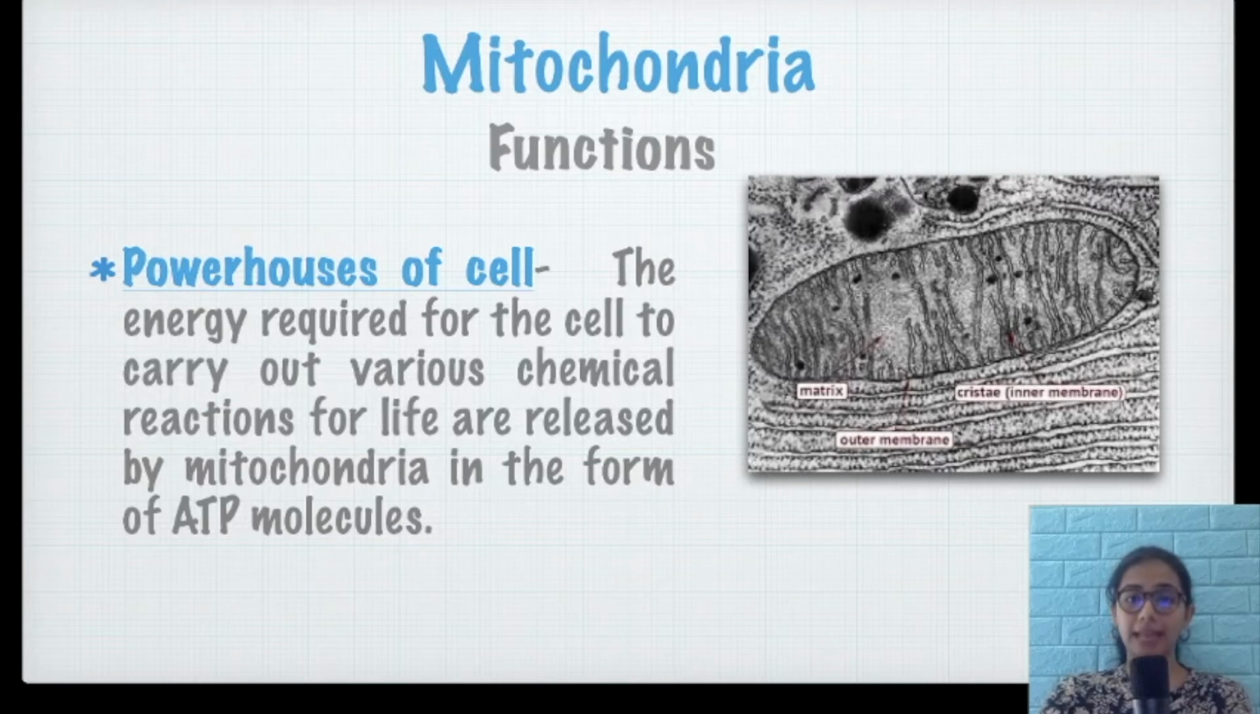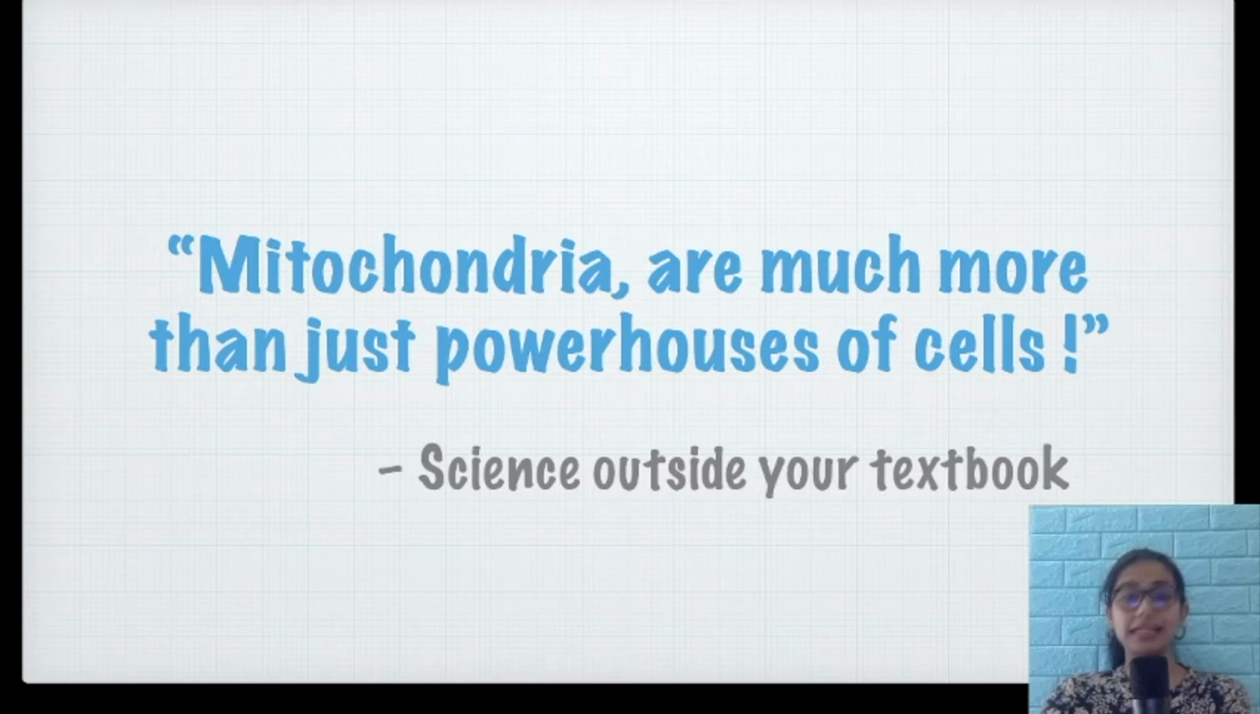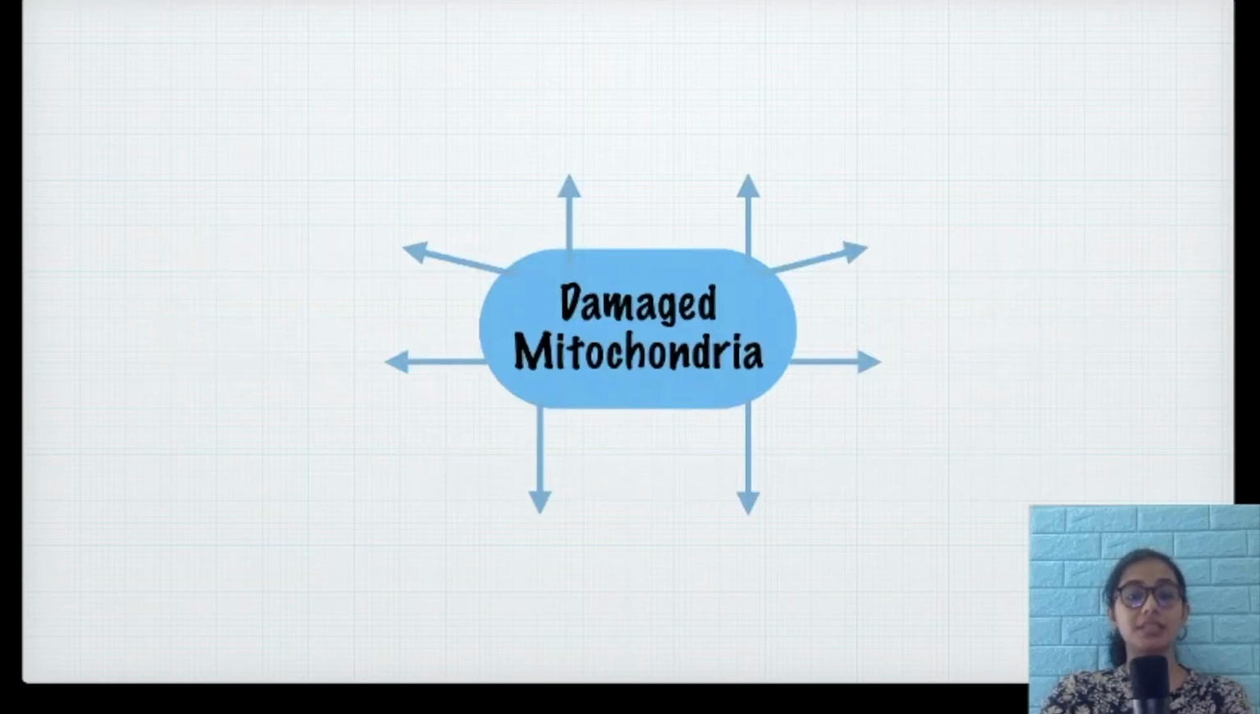Before we answer that, let us first step outside our science textbook for a while, right? Our science textbook says that mitochondria are the powerhouses of the cell and therefore it's very important for the cell. But if we zoom out and see the bigger picture, mitochondria are much more than just powerhouses of cells. They are much more significant than just that. And to know the significance of anything, we first need to assess what would happen if we lose it or if it gets damaged, right? So let's just say that our mitochondria get damaged, right?